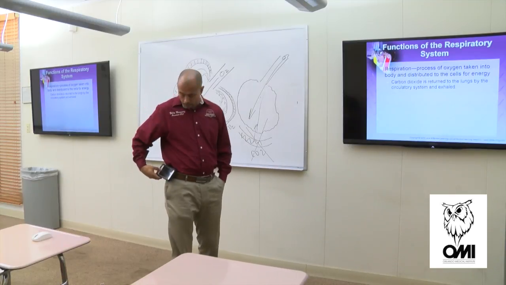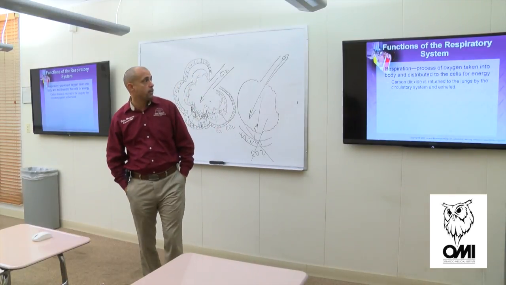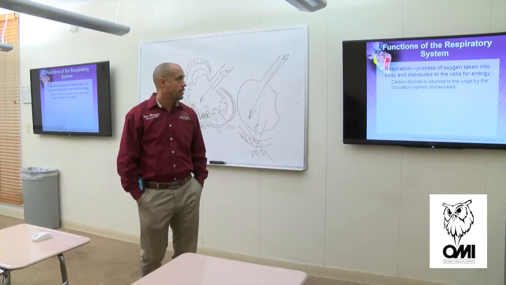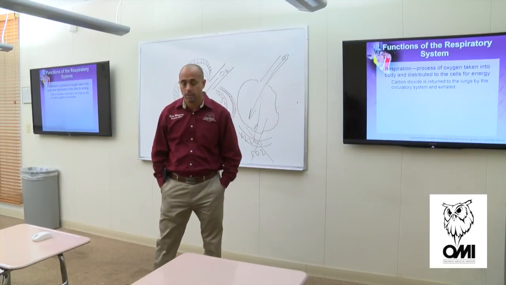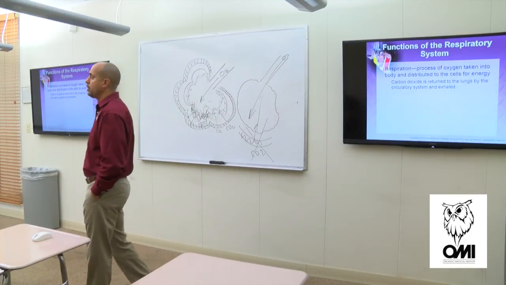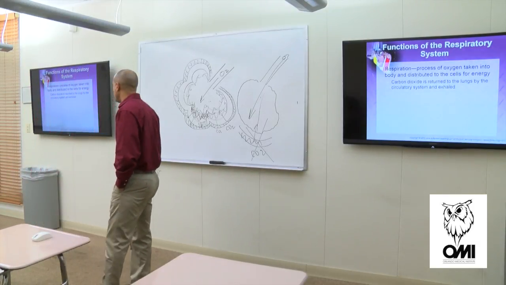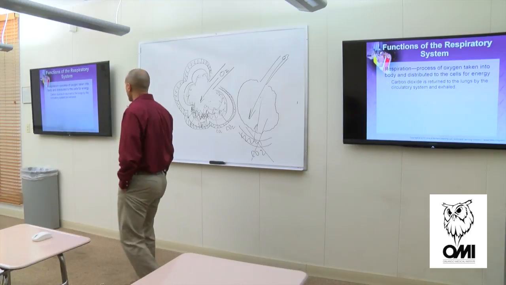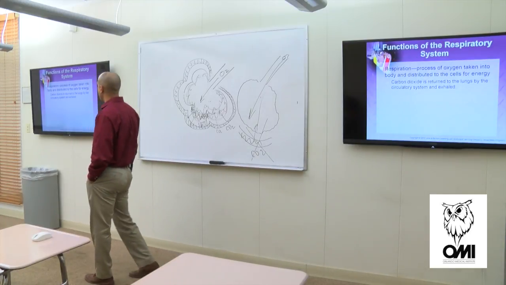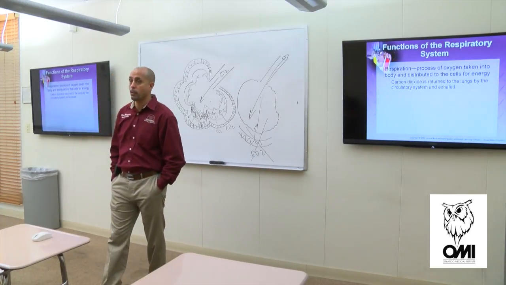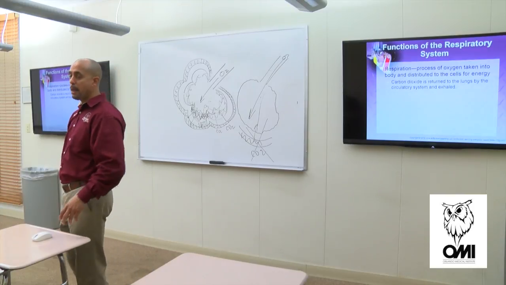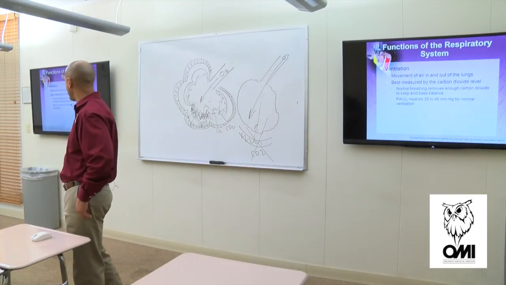All right, function of the respiratory system. It is the process by which oxygen is taken into the body and distributed to each cell for energy. We need oxygen, we need glucose. With oxygen and glucose, it gives us the energy we need for these cells to break down. Carbon dioxide is returned to the lungs, as we talked about, via the circulatory system, so we can exhale it and get rid of that byproduct. That's what respiration is.